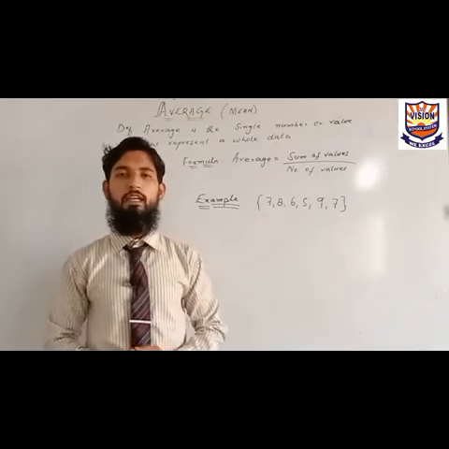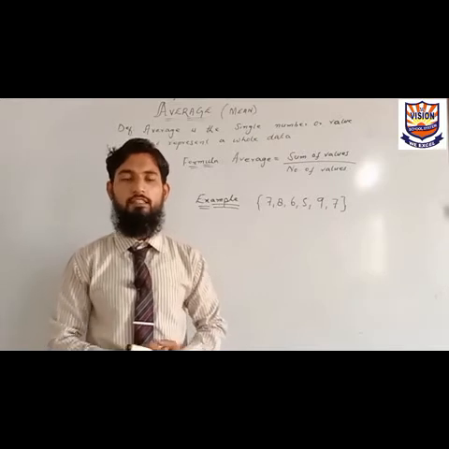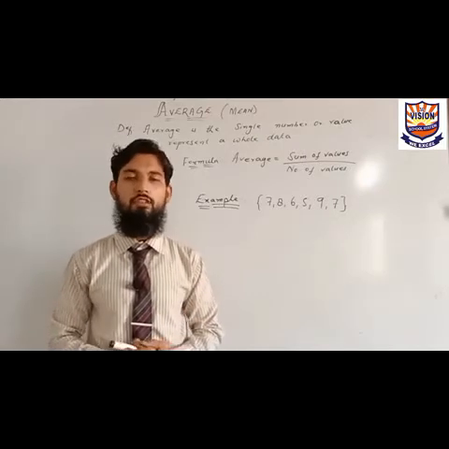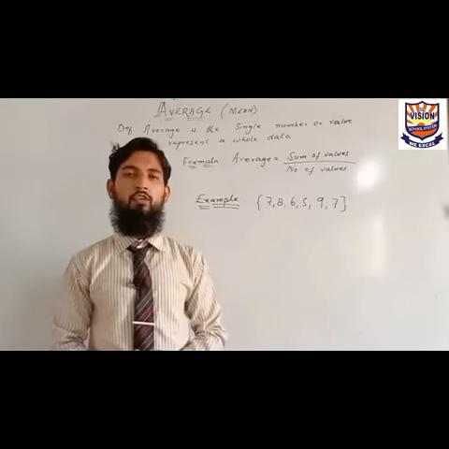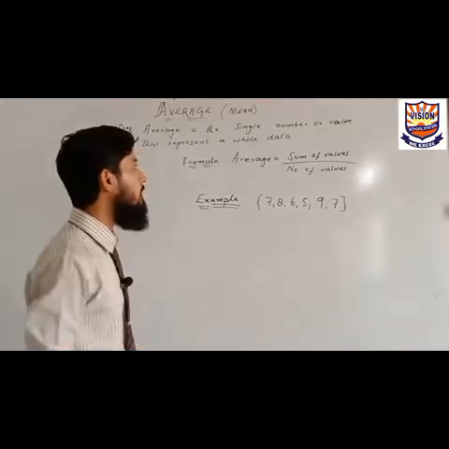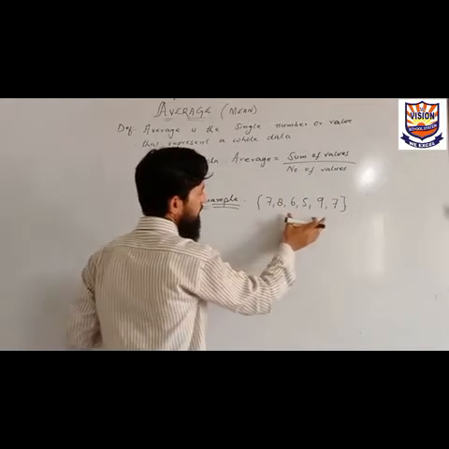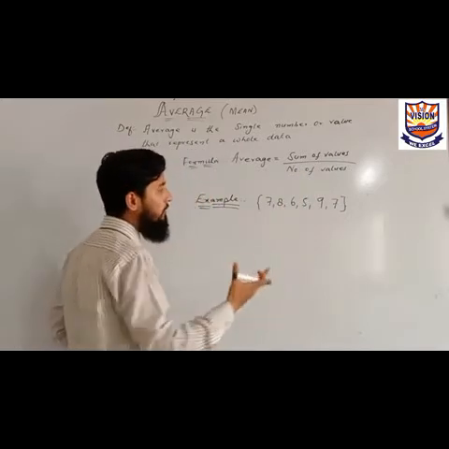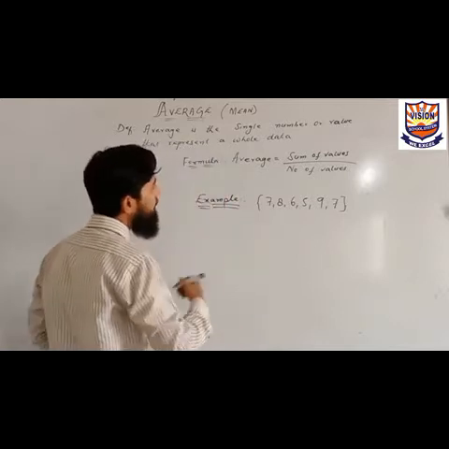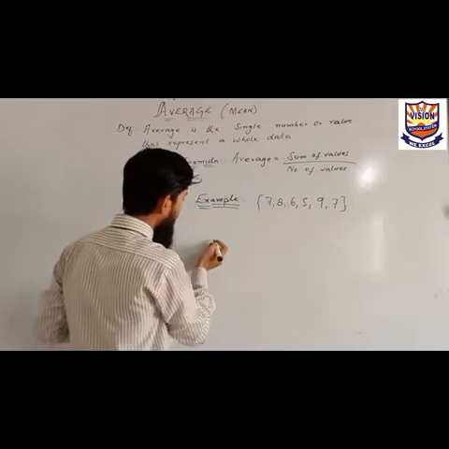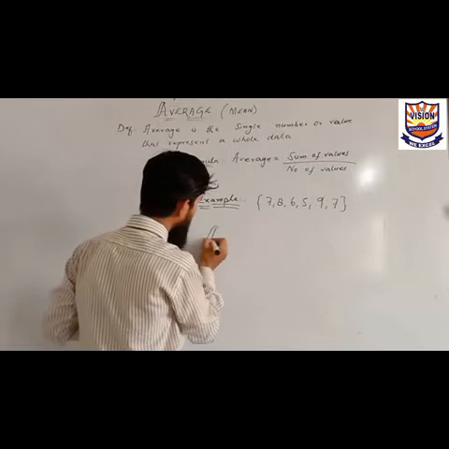So starting with mean. Mean is most commonly known as average. Average is the single number or a value that represents a whole data set. The formula to find average is the sum of values over the number of values. For example, there are these numbers. We want to find the average of these numbers. So we will take help from the formula. We are writing the formula here.